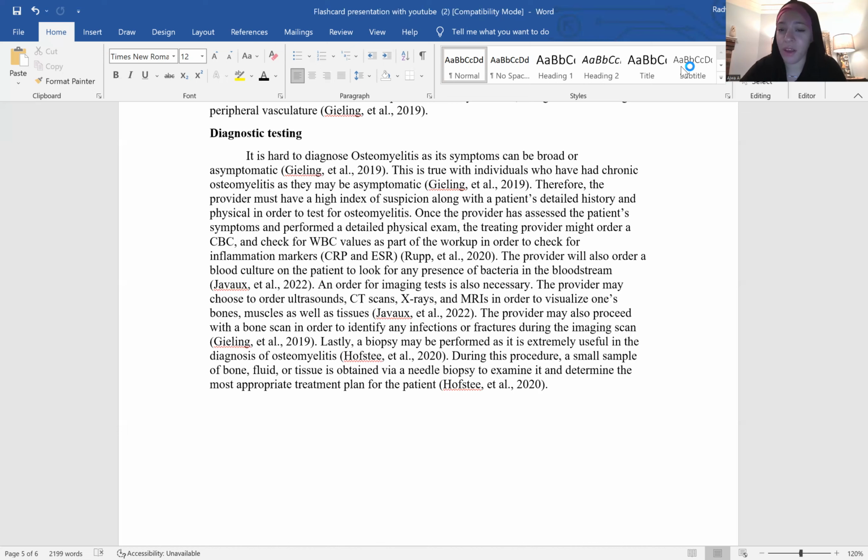During this procedure, a small sample of bone, fluid, or tissue is obtained via needle biopsy to examine it and determine the most appropriate treatment plan for the patient.